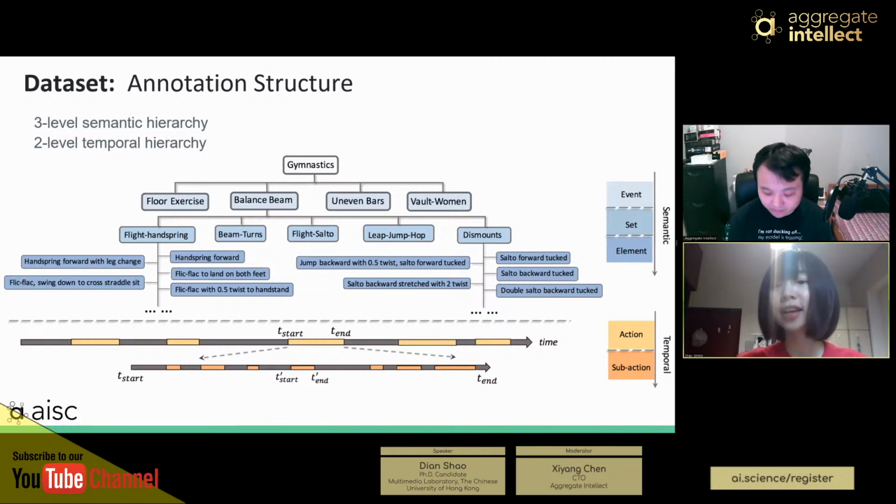So as a result, categories of actions and sub-actions in FineGym are organized according to a three-level hierarchy, namely events, sets, and elements. Meanwhile, FineGym also provides two levels of temporal annotations, namely the locations of all events in video and locations of sub-actions in an action instance, as shown in this figure.